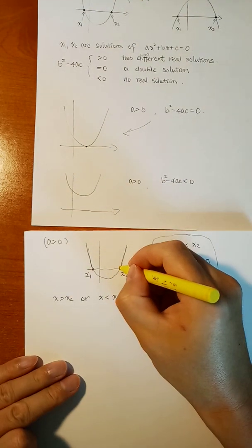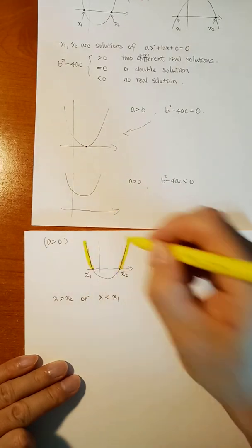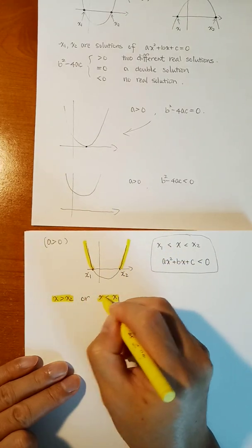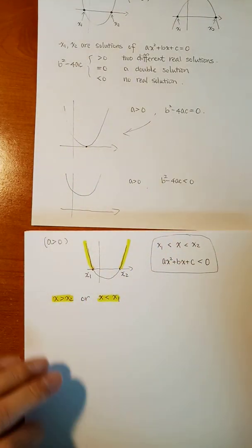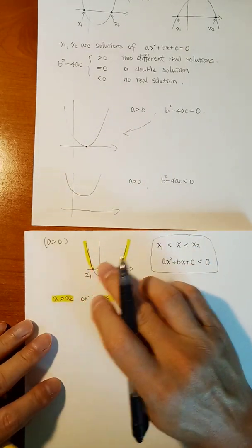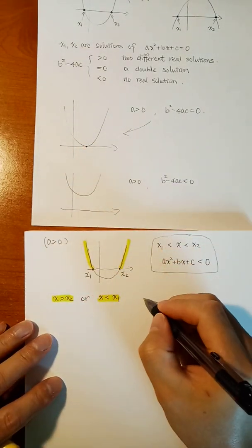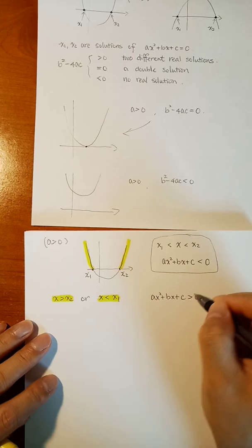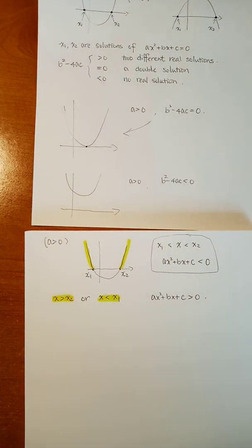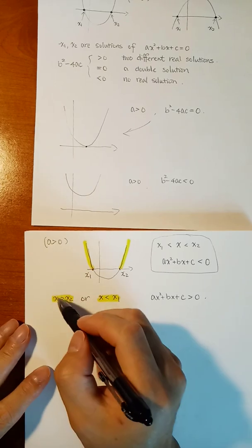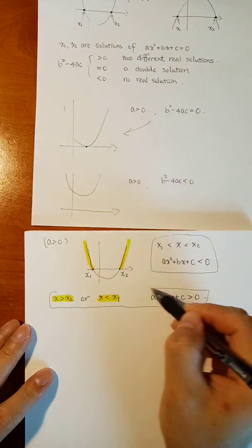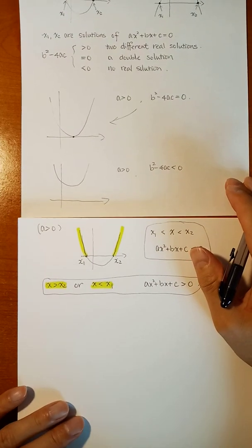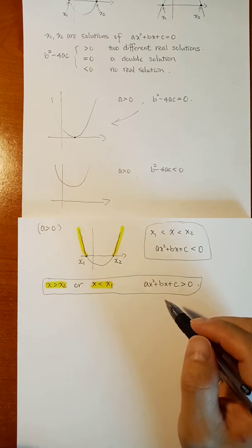Okay, so if you have this piece and with this piece, so this is x greater than x2 or x less than x1. For those two pieces, we see the graphs above the x-axis, so the corresponding ax squared plus bx plus c is greater than 0. So this is related to the solutions of quadratic inequalities. So how do we solve the quadratic inequality?